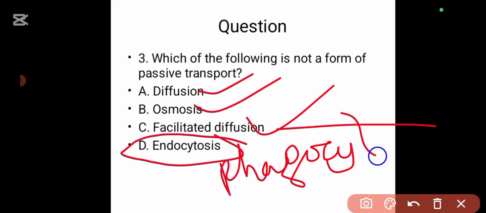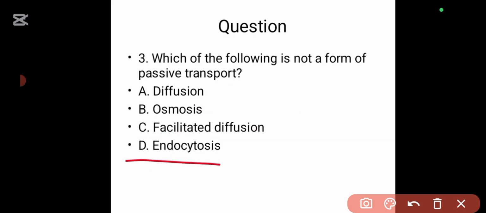which means cell eating. So that is active, it requires energy. So that is active transport and not passive. So the answer is endocytosis.